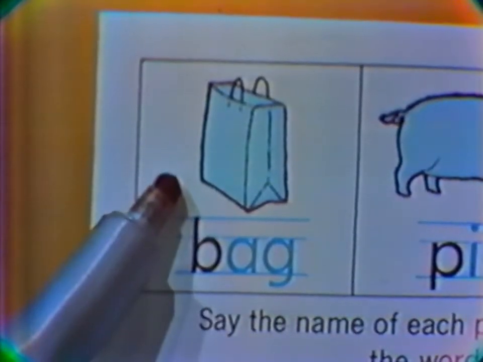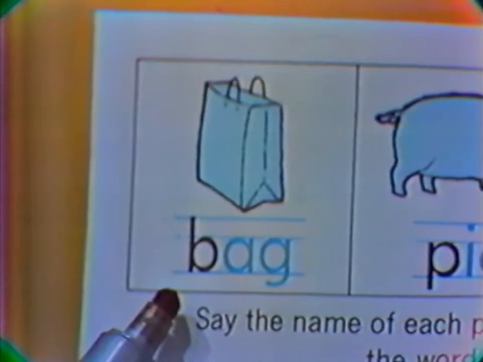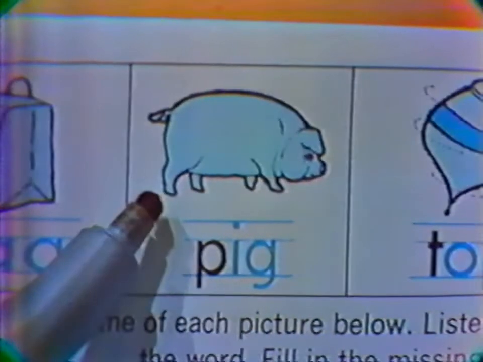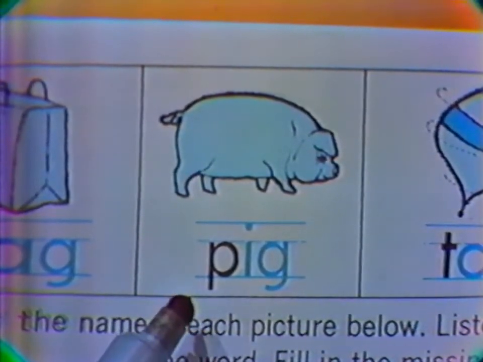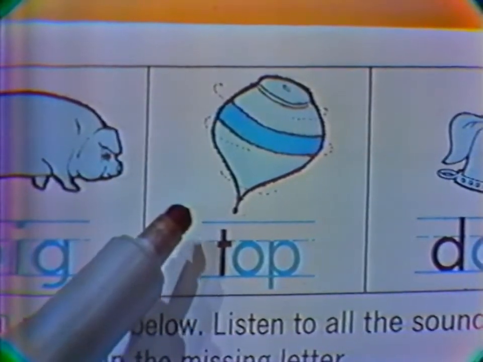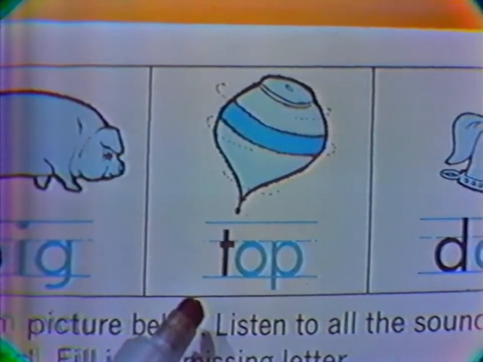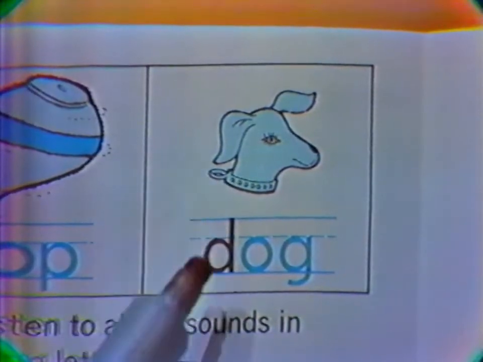If I say bag, you know it's a B. If I say pig, go look for the P. If I say top, the letter is T. If I say dog, it's surely a D.